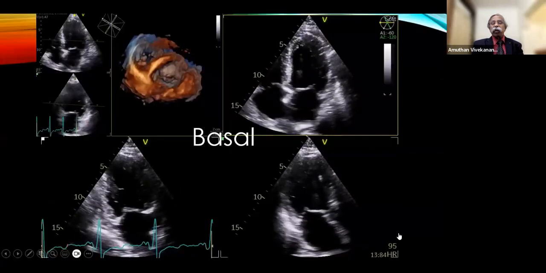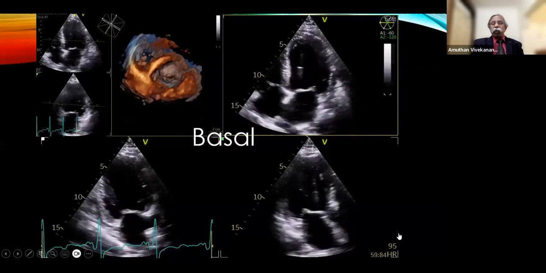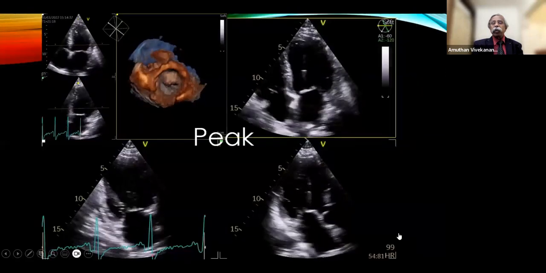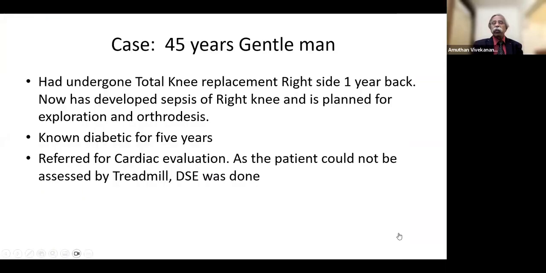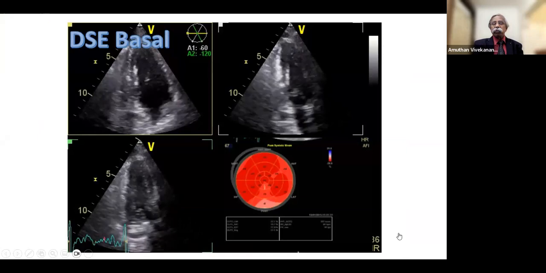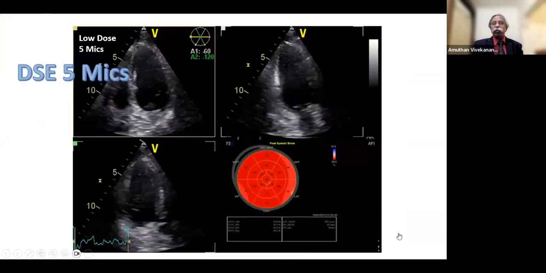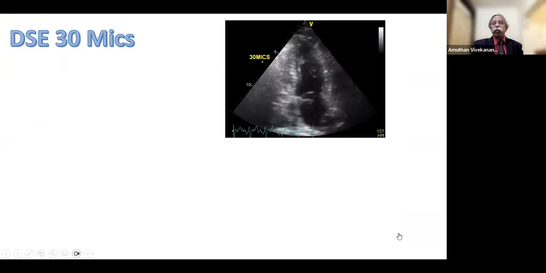In patients who cannot do exercise, we'll see this case where the patient had undergone total knee replacement. This is the PSL. This is the case. This is the basal. You see that the dobutamine stress is a 5 mics infusion. This is a 30 mics infusion.